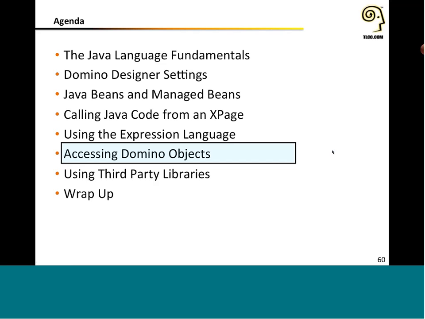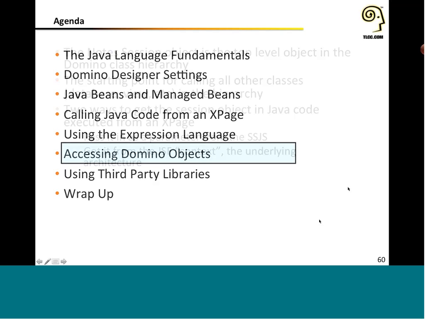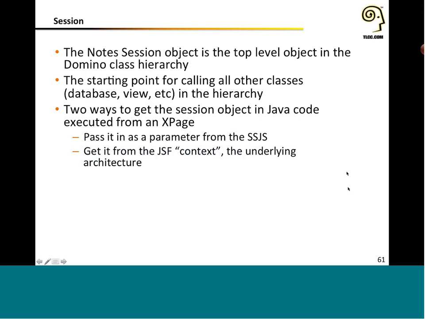The big hurdle to get over when incorporating Java code with XPages is understanding, well, how do I get those things? Where do I start in the hierarchy? The session object is at the top of that hierarchy and the starting point for walking the tree.